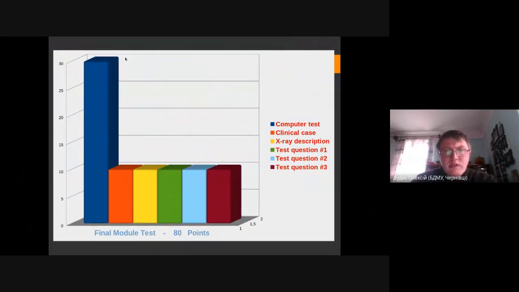The biggest one is the computer test. You can earn up to 80 points in total, and 30 of these 80 points are for your computer test. You have 90 questions. You have limited time, and you can complete this test within 1 hour.